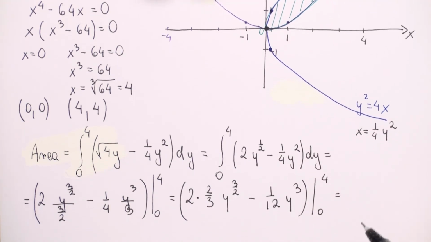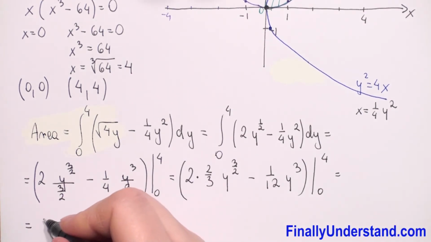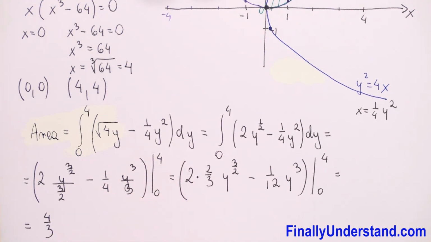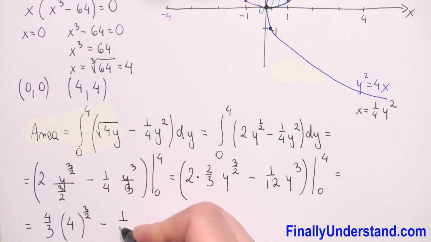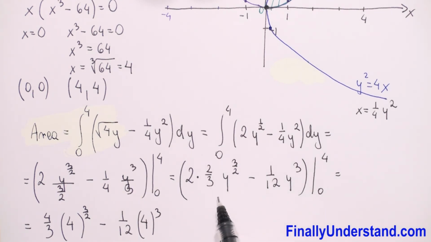First we will plug in the upper limit. So we have 4 over 3 times 4 to the power 3 over 2, minus 1 over 12 times 4 to the third power, minus the lower limit. The lower limit is 0, so when we put 0 for y, it will be 0 times whatever we have here, which is 0, and when we plug in 0 for y cubed, it will be 0, so we don't have to plug in the lower limit.